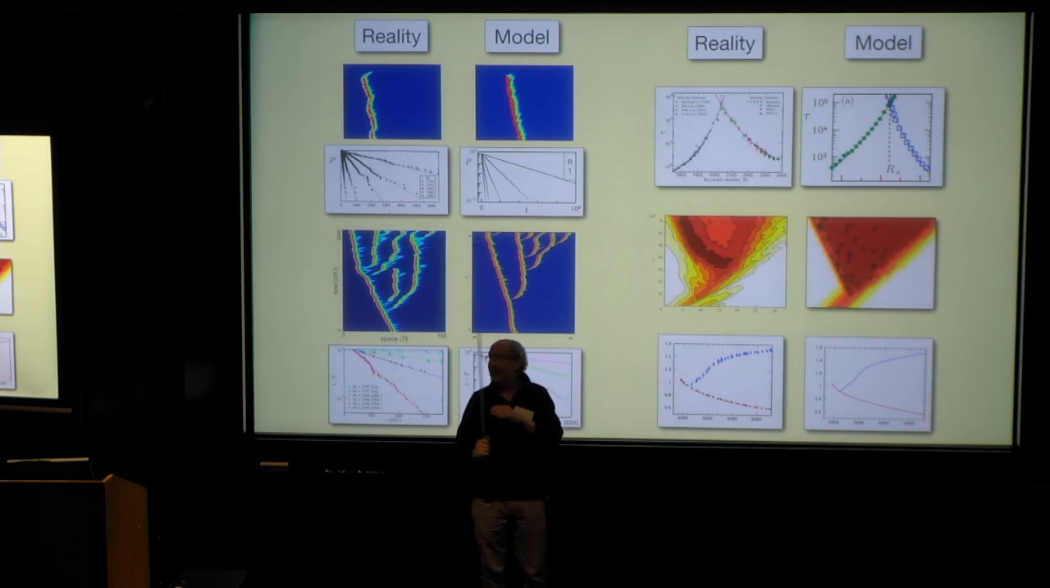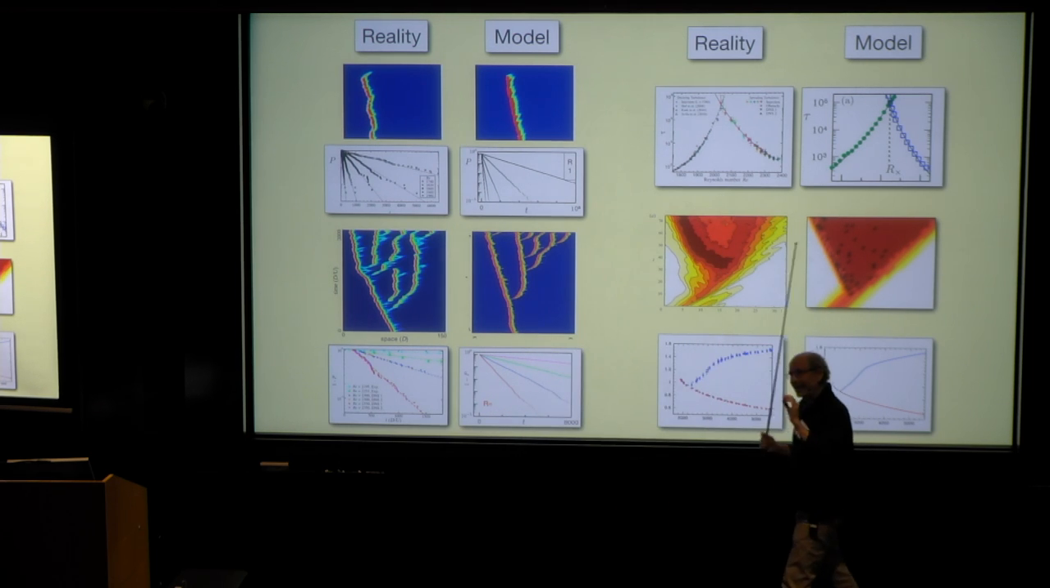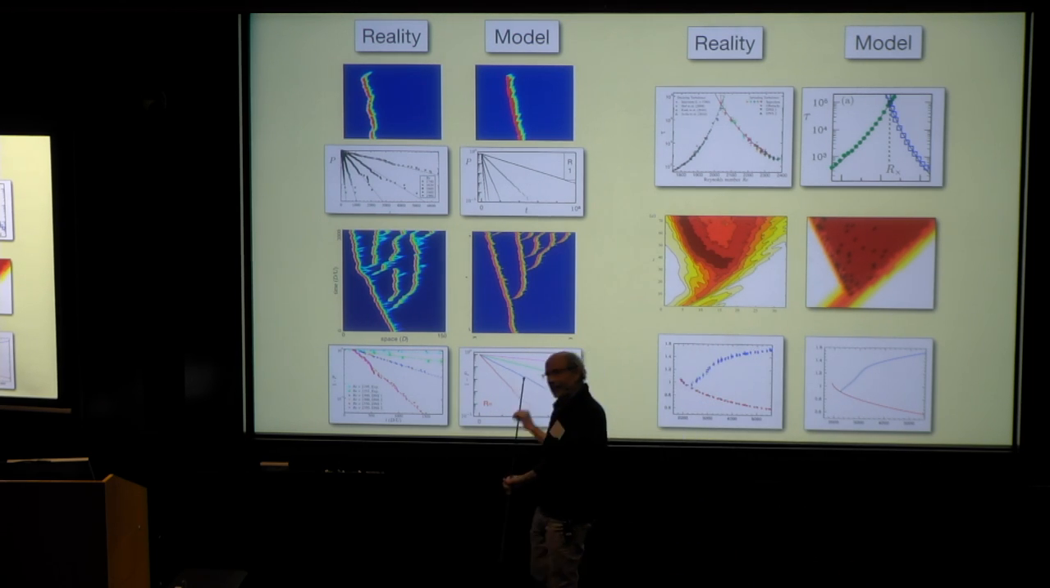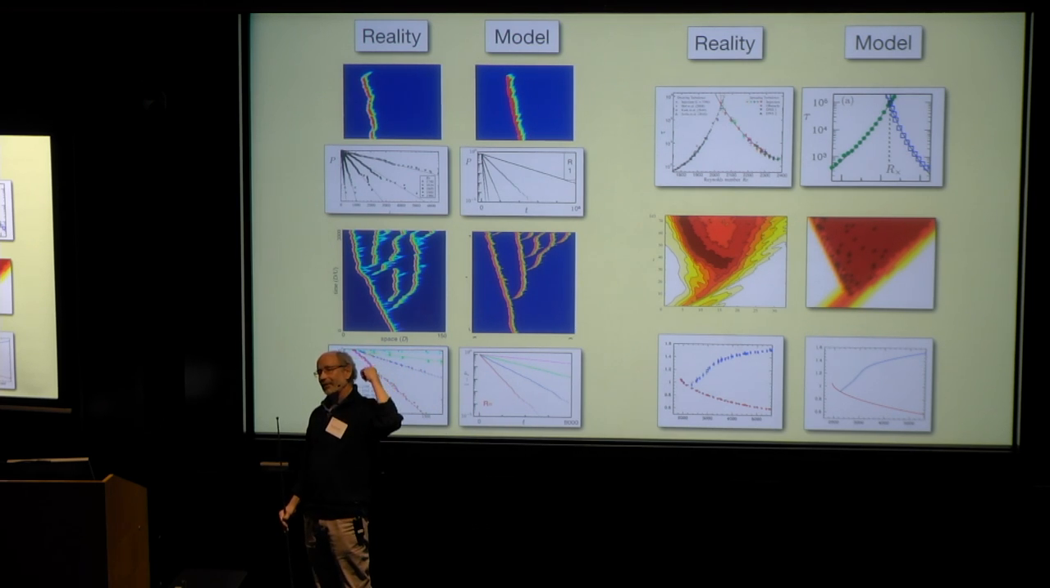This is model, and this is reality, and this is model. This is reality and this is model. I think it's just the transition from excitability to bistability with fluctuations that generically gives almost everything, if not everything. That's my view.